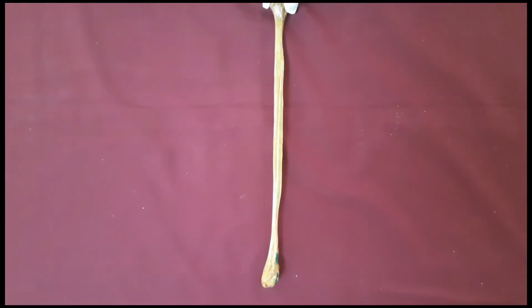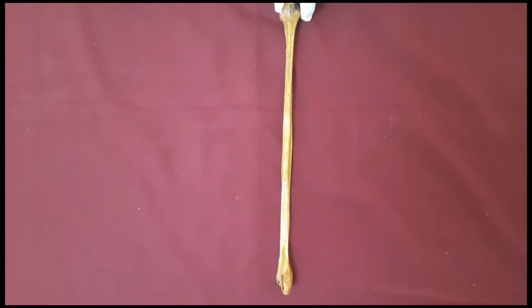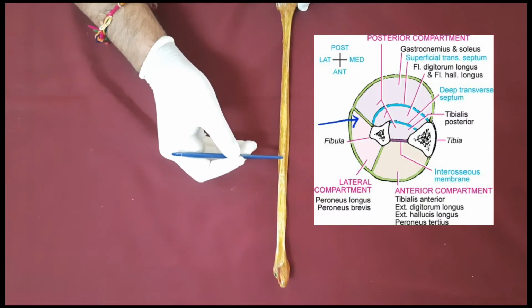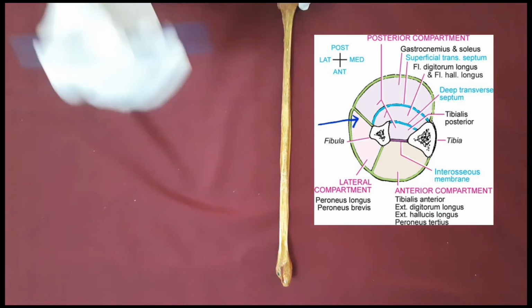Now the third one is the posterior border. Over the posterior border there will be attachment of the posterior intermuscular septa.